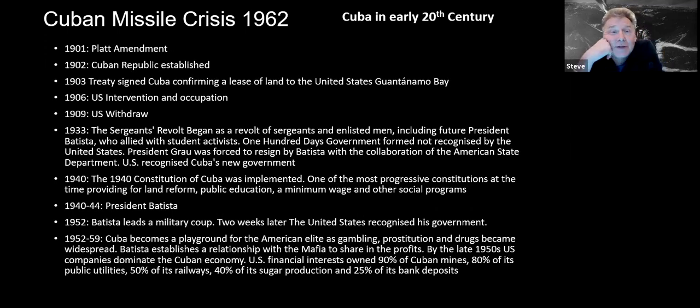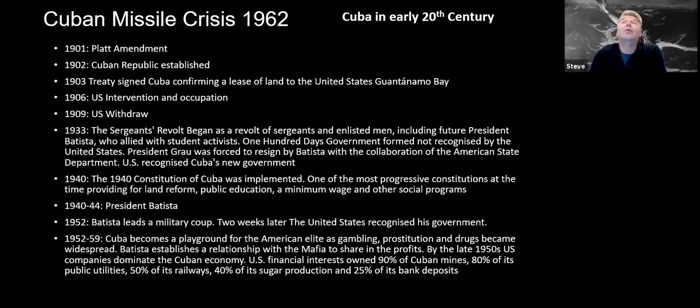Then in the 20th century, there was the Platt Amendment. Now, this amendment was forced on the Cubans, and it basically said that if the Americans have any reason to feel threatened by events on Cuba, they are able to invade and put things right. So when the Cuban Republic was established a year later, that amendment was in the Constitution. And they also signed confirming the lease of Guantanamo Bay, which the United States still owns.